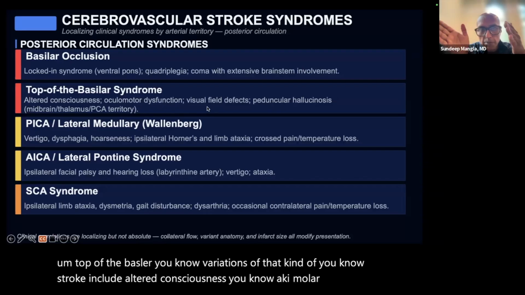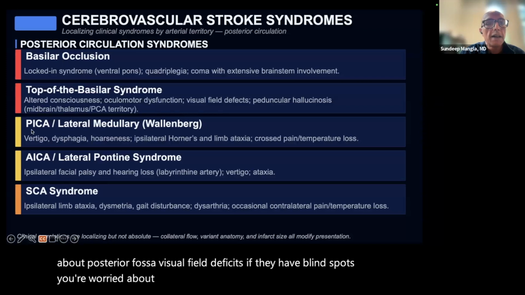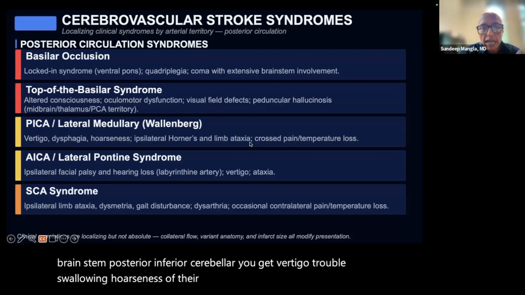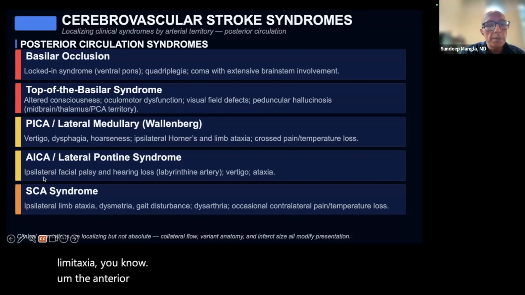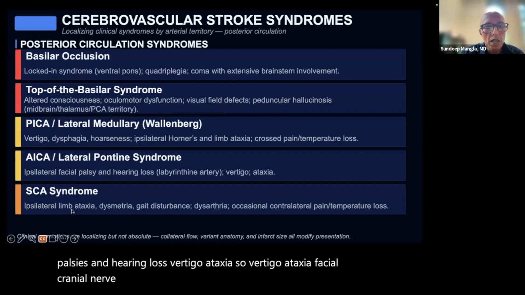So if you see eye movement problems, you're worried about posterior fossa, visual field deficits. If they have blind spots, you're worried about posterior fossa. If you go down lower into the brainstem, posterior inferior cerebellar, you get vertigo, trouble swallowing, hoarseness of their voice, Horner syndrome, limb ataxia. The anterior inferior cerebellar, you can get ipsilateral facial palsies and hearing loss, vertigo, ataxia. So vertigo, ataxia, facial cranial nerve deficits, these are all evidence of potential posterior fossa stroke syndrome.